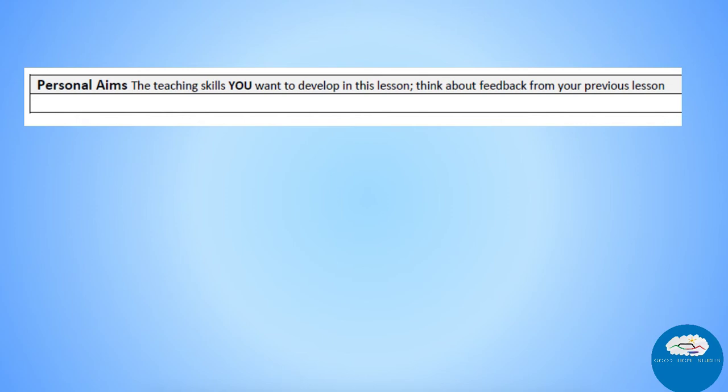Next section is personal aims. So this is areas that you want to develop. So obviously for your first lesson, you don't really have any idea of what areas you need to develop. So you could just write generic things like, I want to get to know my students and get comfortable in front of the class, or maybe I want to feel more confident with using technology in the classroom. So think of a couple of things that maybe you've seen in the demo lessons that you would like to do as a teacher.